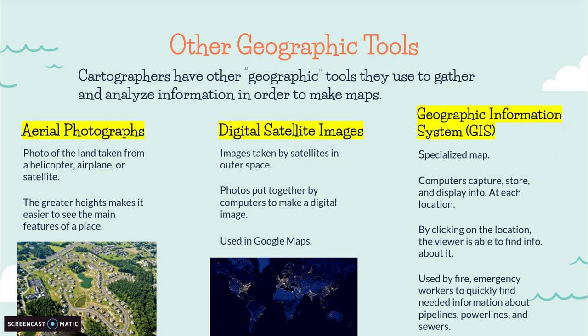GISs are used by fire and emergency workers to quickly find needed information about pipelines, power lines, and sewers. So, for example, if a house is on fire, firefighters need to know where the gas lines and the power lines are for safety purposes. So they can pull up the GIS of an area and see where these power lines and gas lines are located quickly.